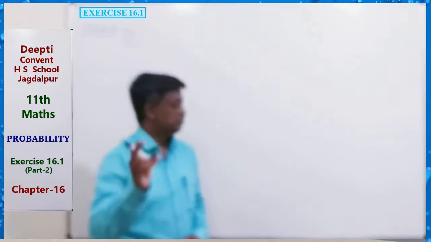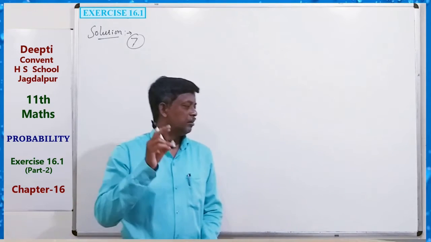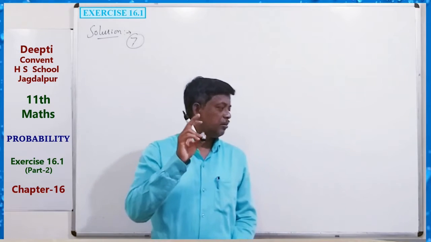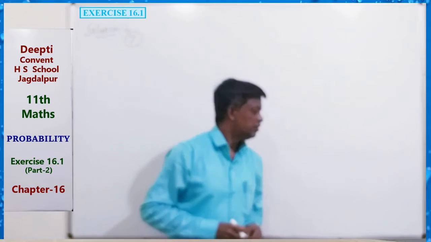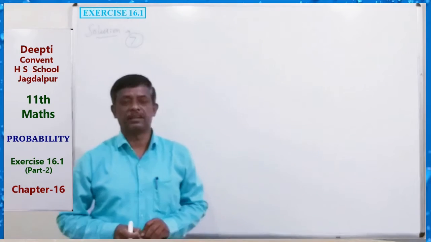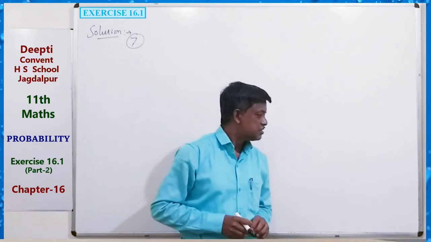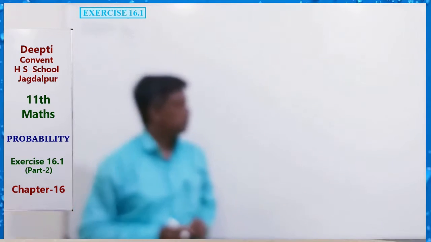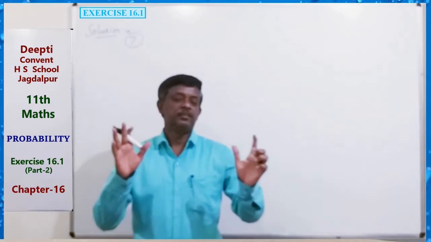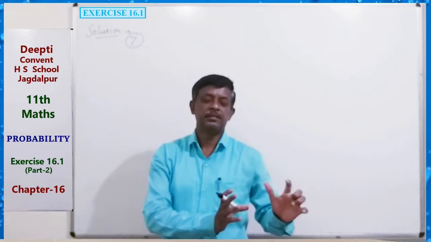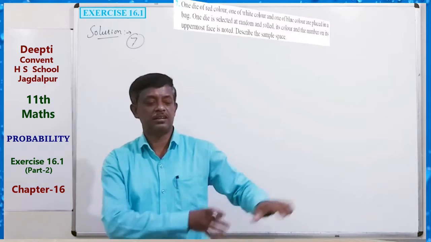A die, the question 7 is what? One die of red color, one of white color and one of blue color are placed in a bag. One die is selected at random and rolled, and its color and the number on its uppermost face is noted. Describe the sample space. Means what is here? In a bag, there are red, white and blue color dice. There are 3 dice in a bag.